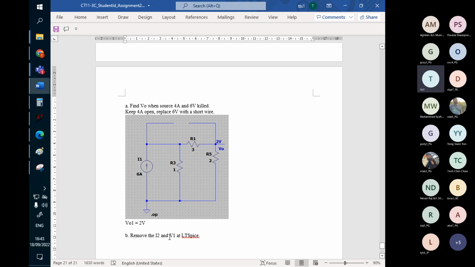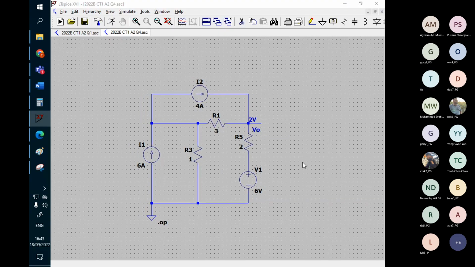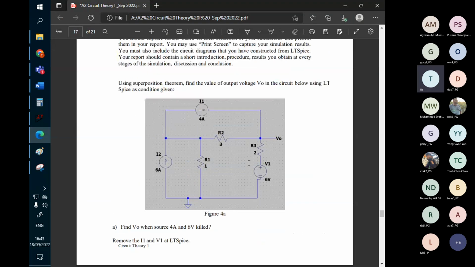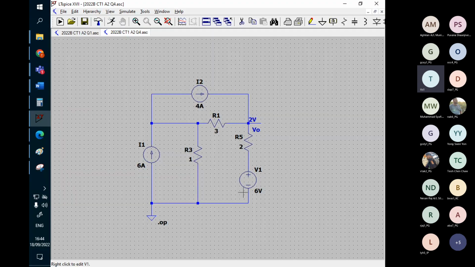Now we need to remove I2 and V1. Where is I2? I2 is here, V1 here. Just now we delete this one, this one. Okay, we leave only I1. Double confirm again: remove I2 and V1. Okay, let's do that. Let's remove this one and this one.